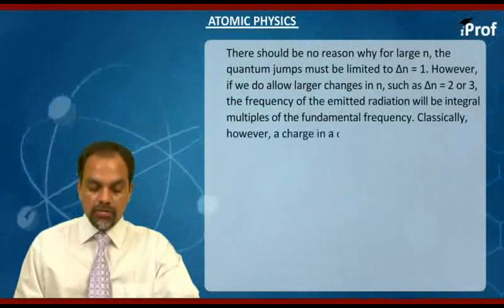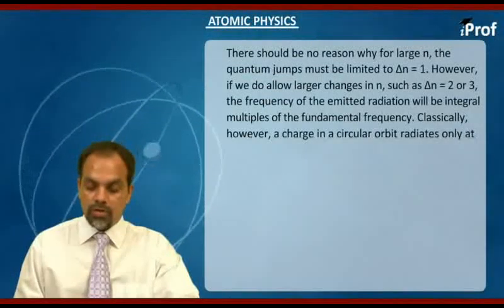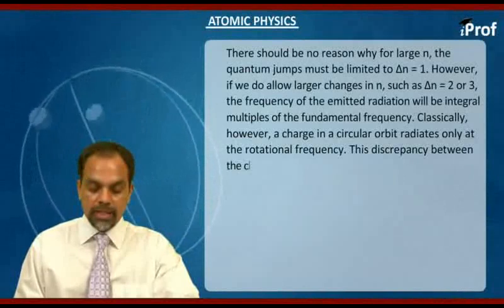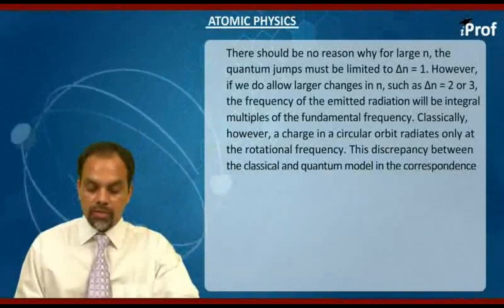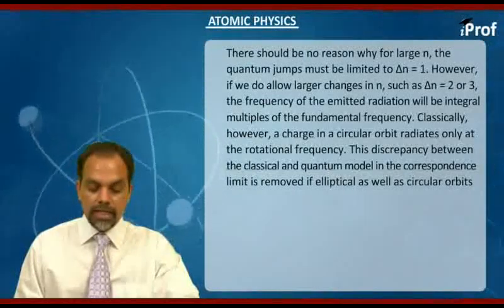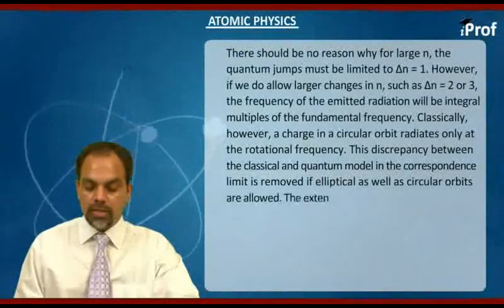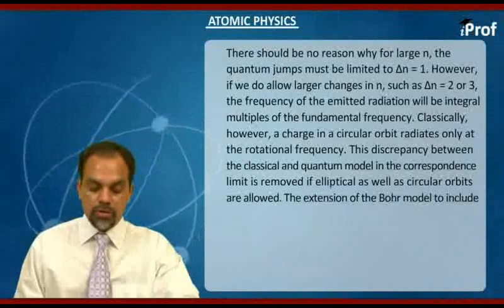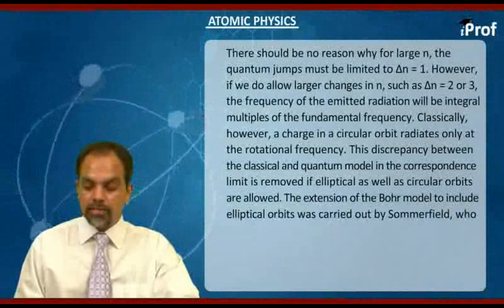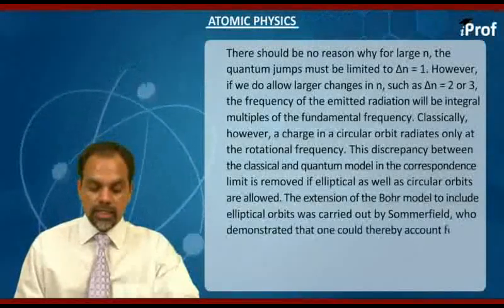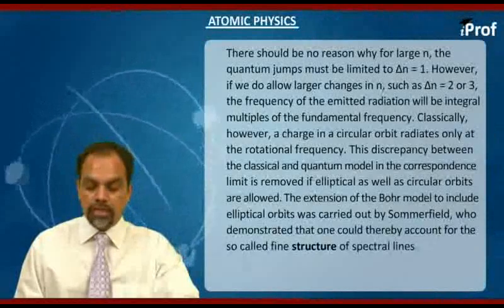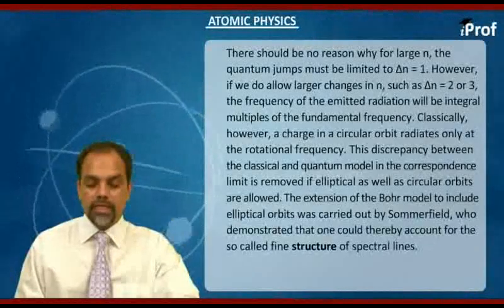Classically, however, a charge in circular orbit radiates only at the rotational frequency. This discrepancy between the classical and quantum model in the correspondence limit is removed if elliptical as well as circular orbits are allowed. The extension of the Bohr model to include elliptical orbits was carried out by Sommerfeld, who demonstrated that one could thereby account for the so-called fine structure of spectral lines.